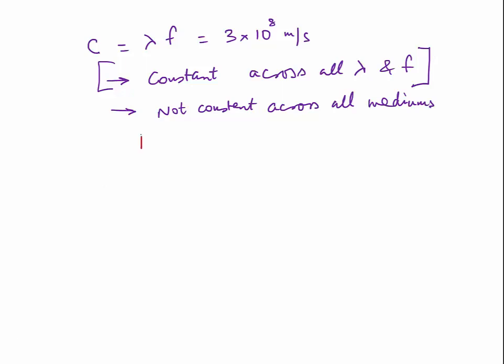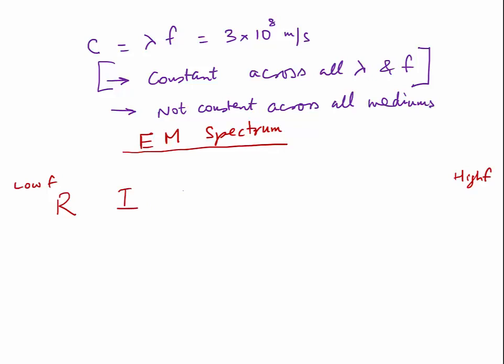Okay, with this in mind, let's talk about the electromagnetic spectrum. So now we're talking about the flavors of light as wavelength changes. On the left here, I'm going to have low frequency, and on the right, I'm going to have high frequency. We categorize it as R, I, V, U, X, and G. You have seen this before in some other class, I'm sure. This is radio, this is infrared, this is visible light, this is ultraviolet, this is X-rays, and gamma rays. Those are the different flavors of light that we talk about.